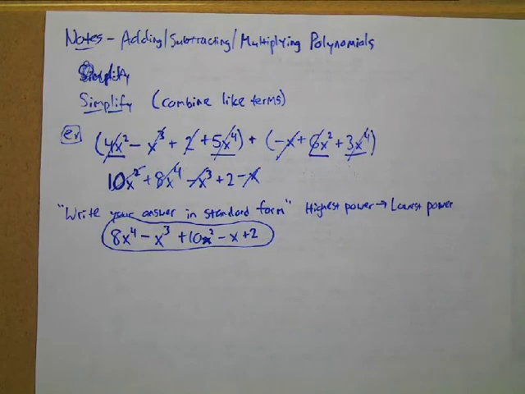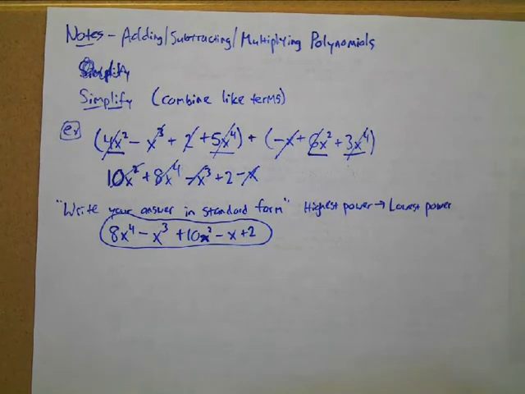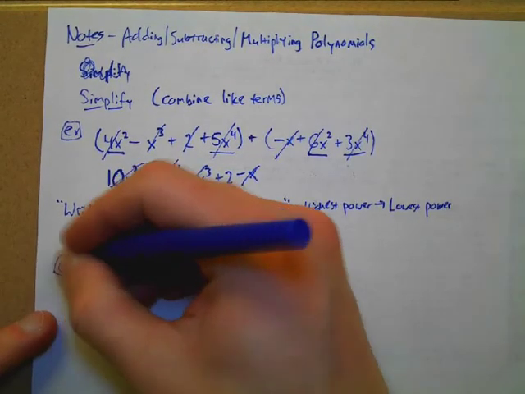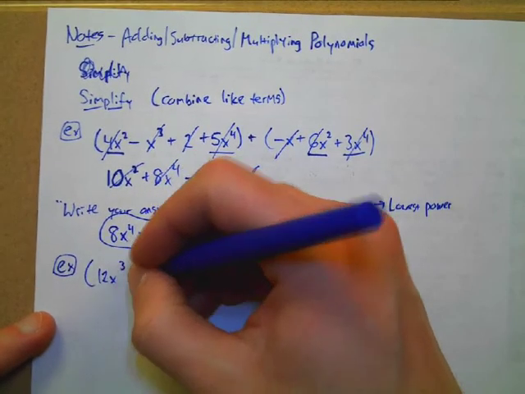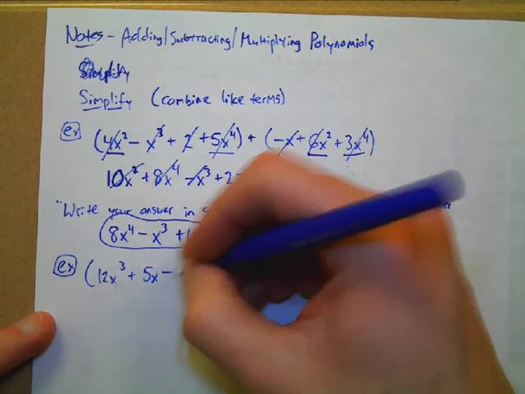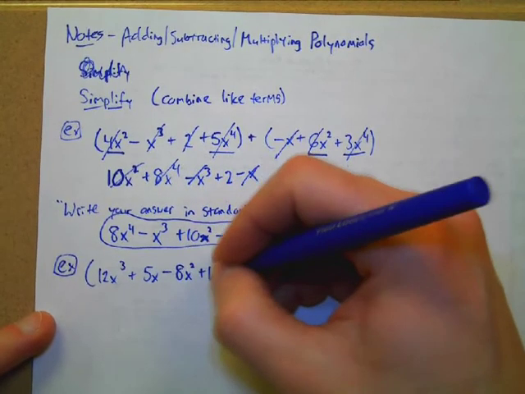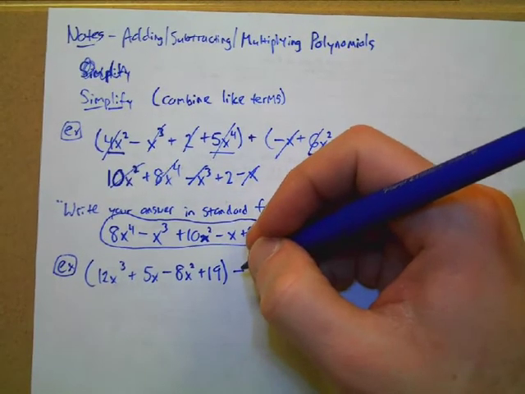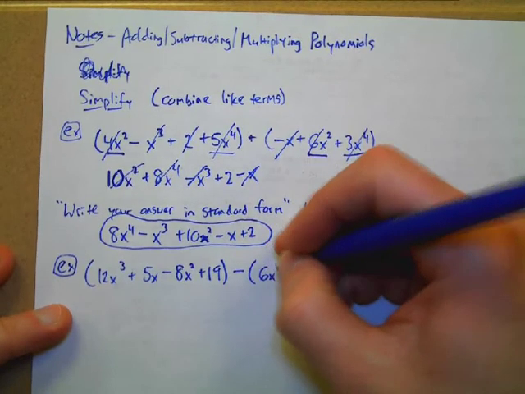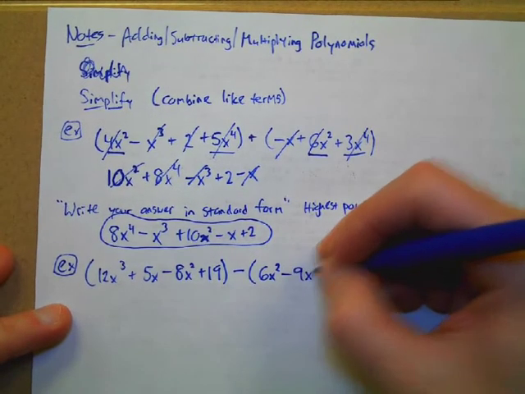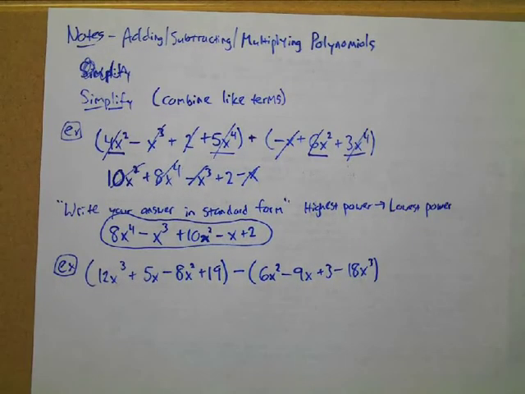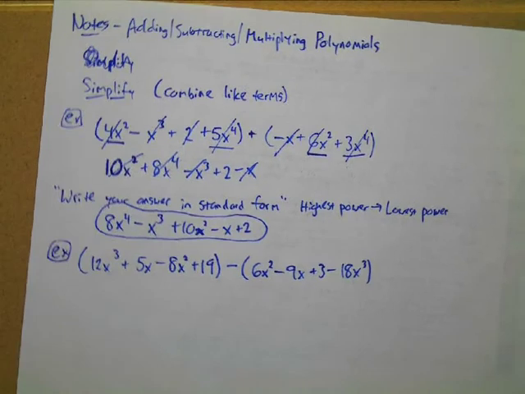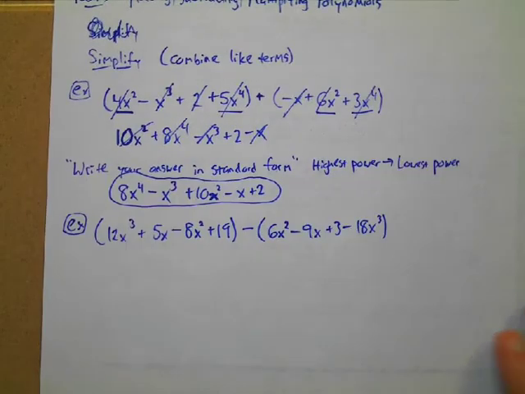Let's try another one. We'll do a subtraction, and then I'll have you guys try one on your own. Sure. Go ahead. All right. 12x to the 3rd plus 5x minus 8x squared plus 19 minus 6x squared minus 9x plus 3 minus 18x to the 3rd. Okay. So, what operation are we doing here?